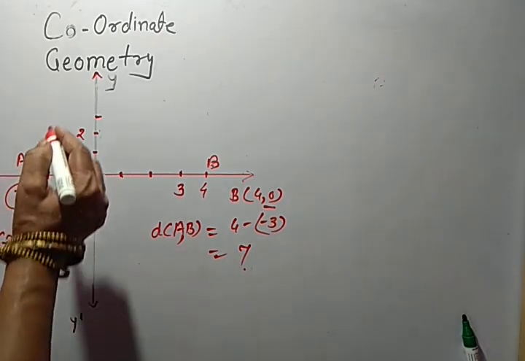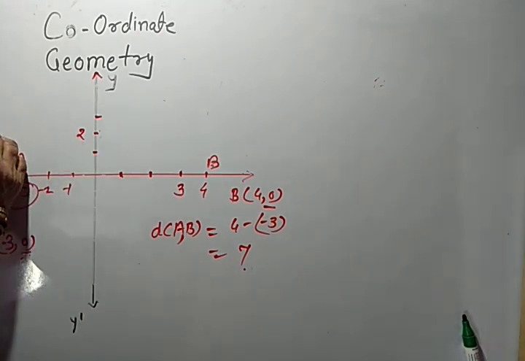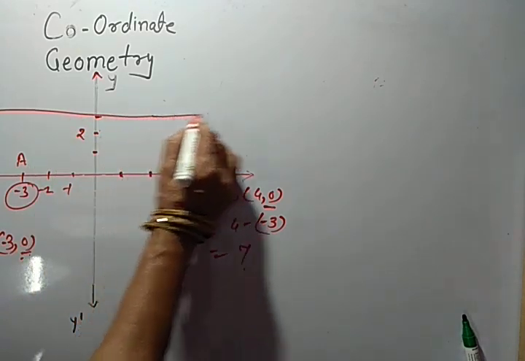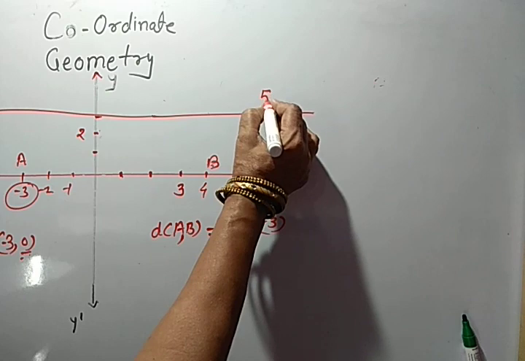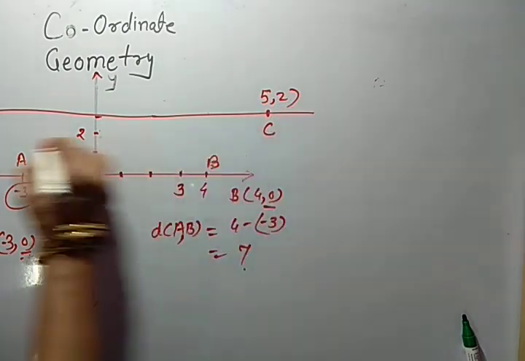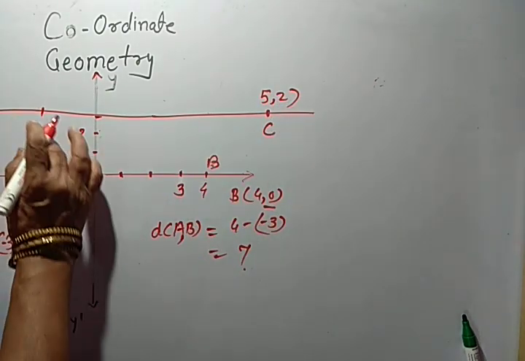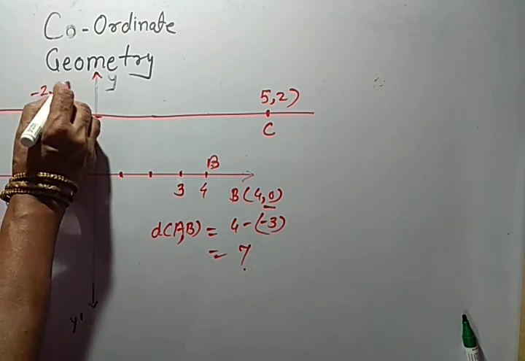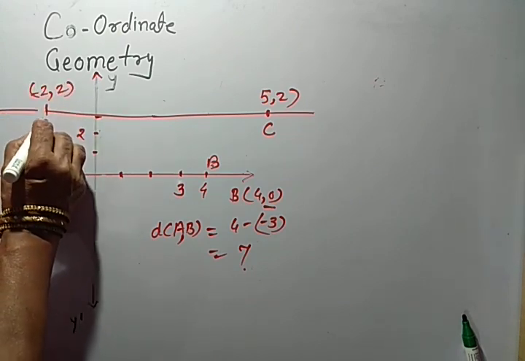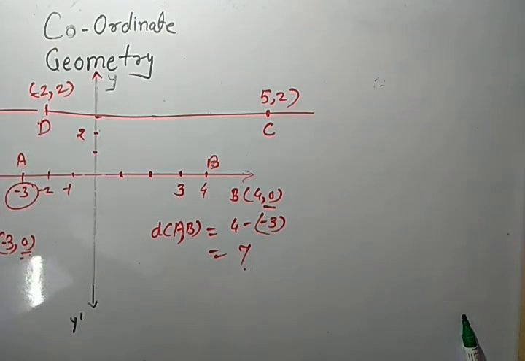Suppose I take a line parallel to the x-axis, and suppose there is a point (5, 2) here, and another point (-2, 2) here. So what is the distance CD?